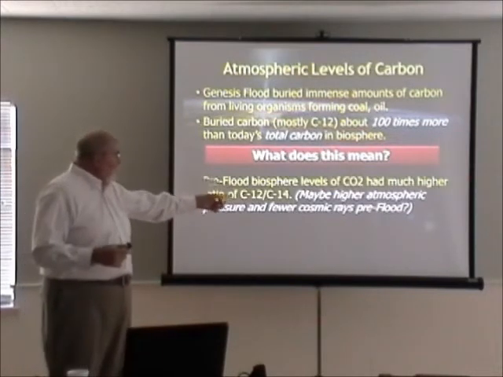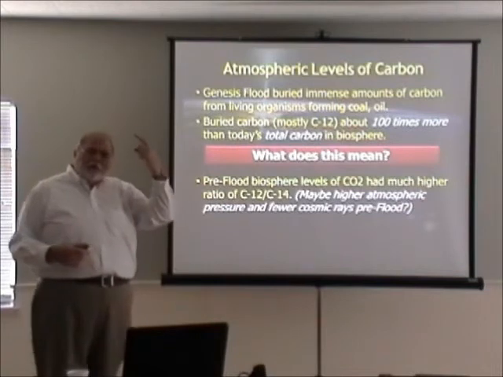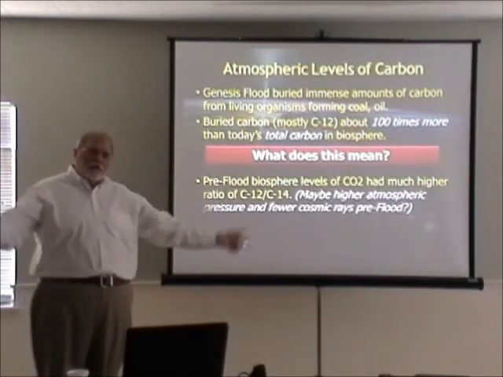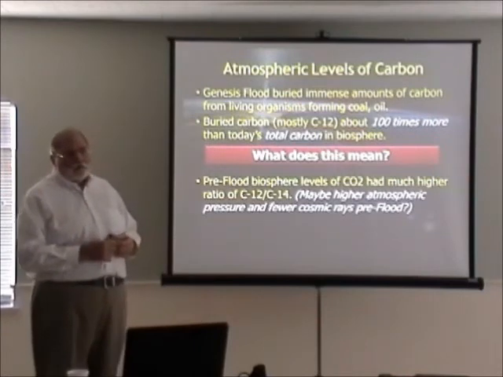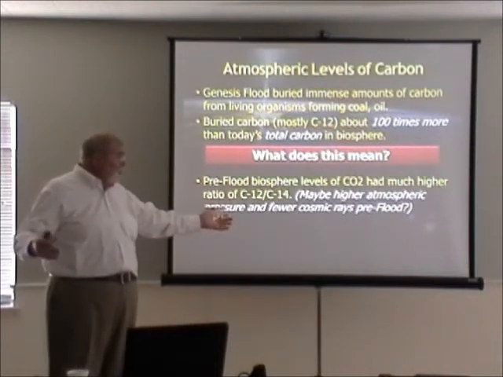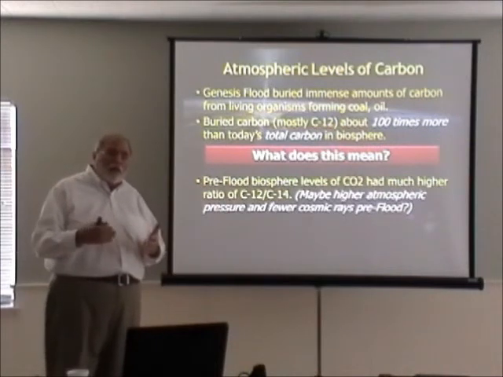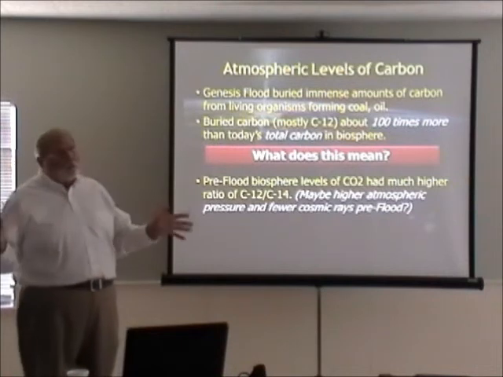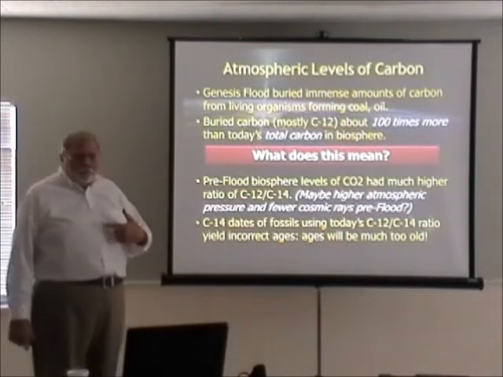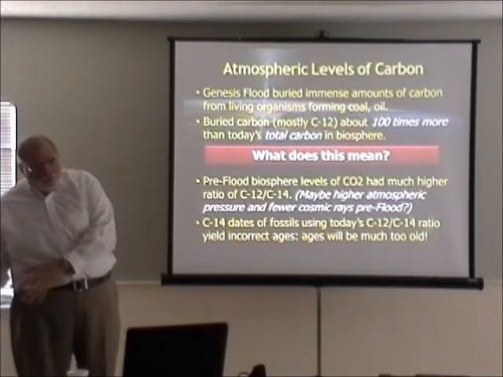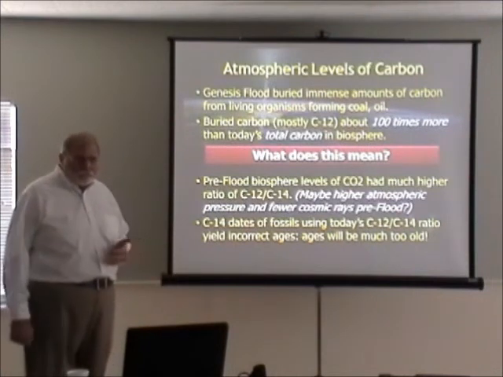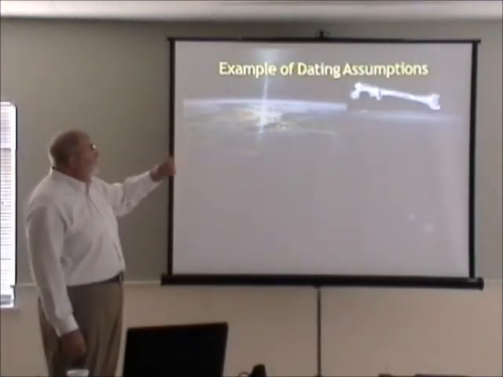I believe it was higher pressure, and also you see how carbon-14 is formed, right? By cosmic rays. Well, maybe there was a protective cover around the Earth. It's like some crystalline shell, or I don't know what, or maybe just not as much harmful cosmic rays hitting the Earth. Remember, because it was a perfect world. So the C14 dates of fossils using today's atmospheric ratio will yield incorrect ages, and the ages will be much too old. Here's an example.